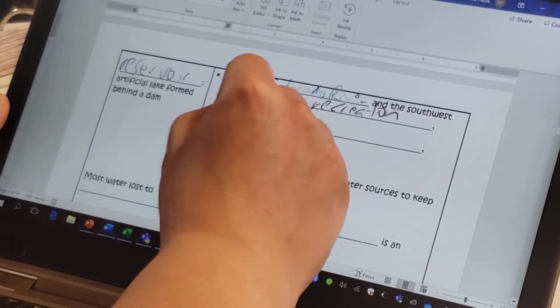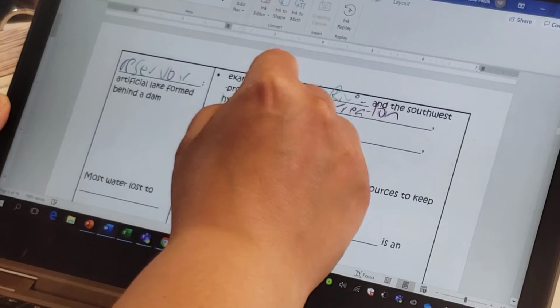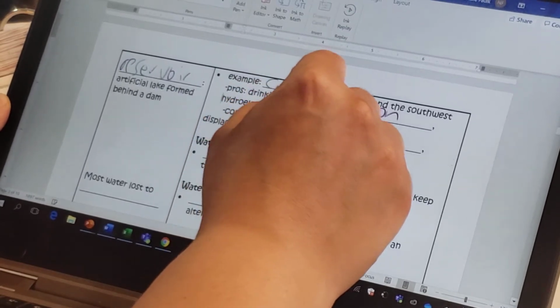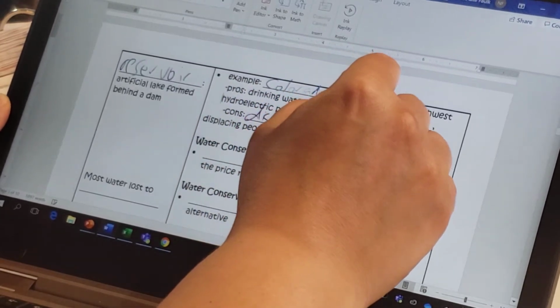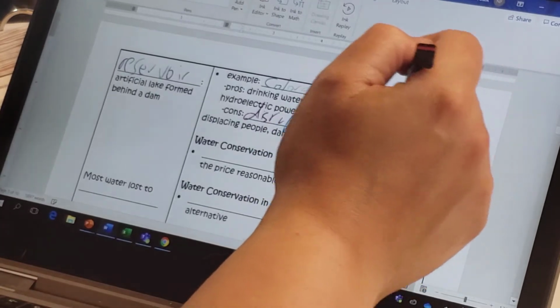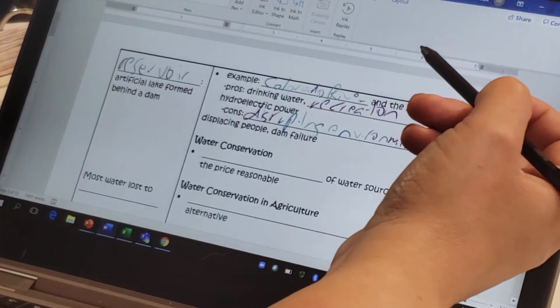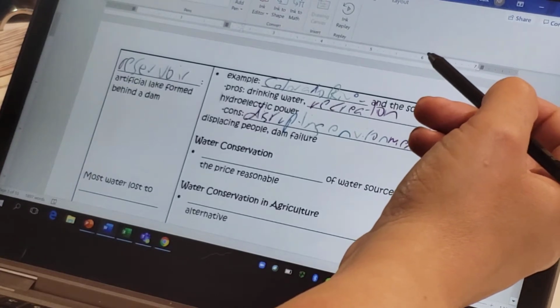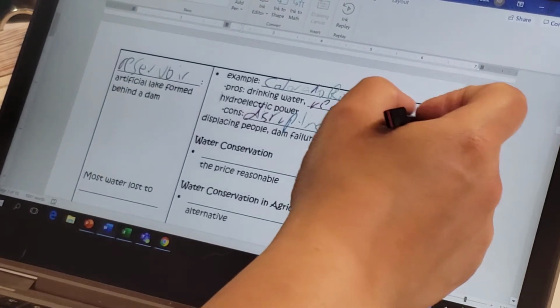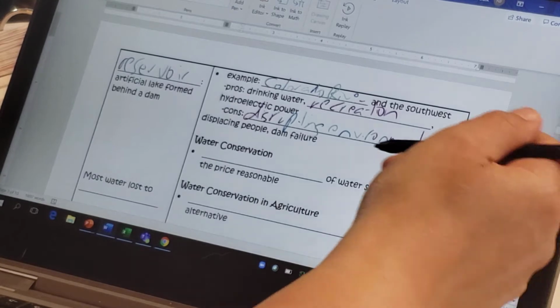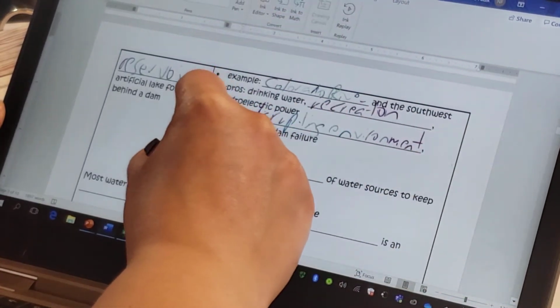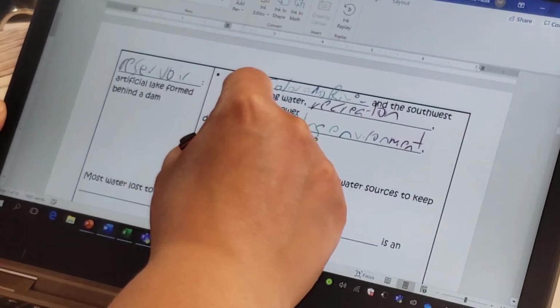Cons, you disrupted the environment. Displacing people, possible dam failure, that's definitely a possibility. So, what are some things we can do to conserve our water? Drip irrigation. This stuff is so cool.